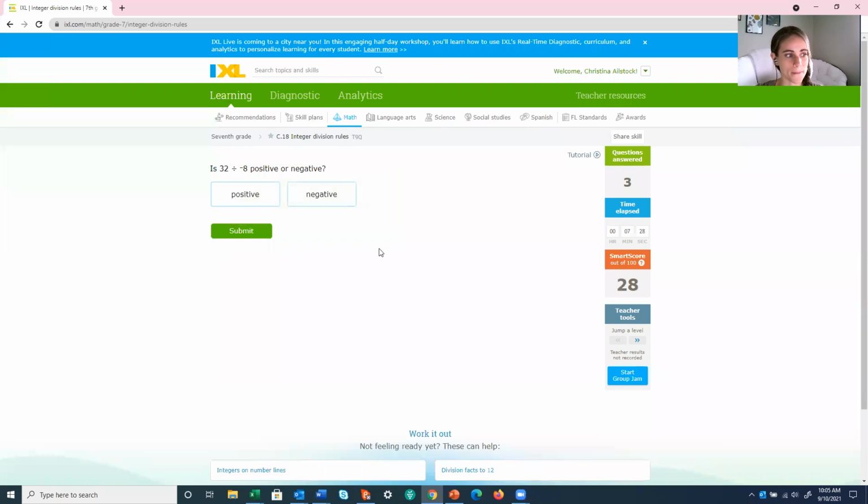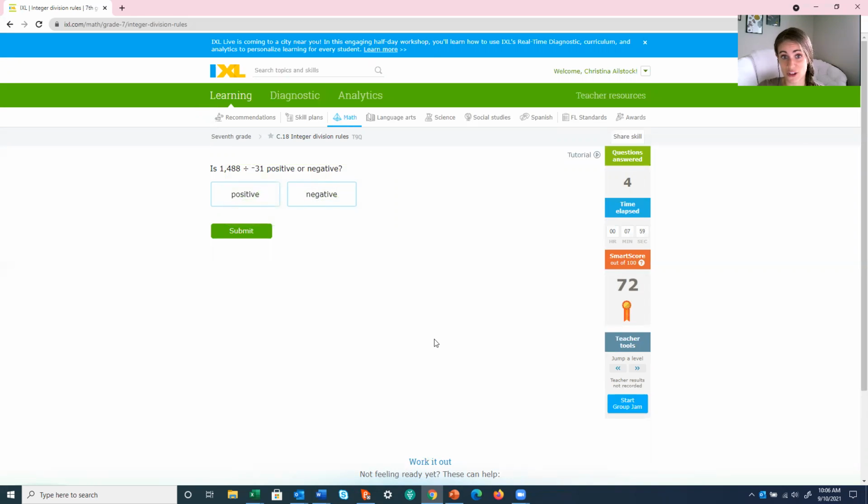All right, let's jump it up a level here. Ooh, a much larger number. But the nice thing is it's still just asking us, is the answer positive or negative? So we're just working on those signs. 627 divided by 33. Do they have the same sign or different signs? They have the same sign. They're both positive numbers. Therefore, our answer will be positive.